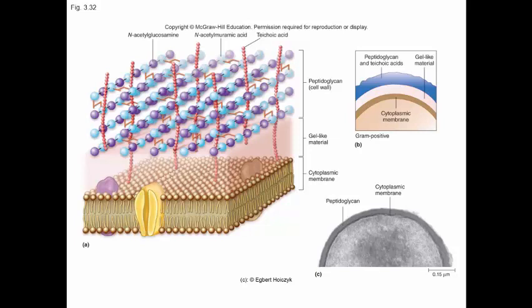Teichoic acids include chains of ribitol phosphate and glycerol phosphate. Some have lipid attached, so they're lipoteichoic acids. These acids stick out of the cell wall. They're negatively charged and give the gram-positive cells their negative charge. And you can see this all the way through here, as well as through these structures.